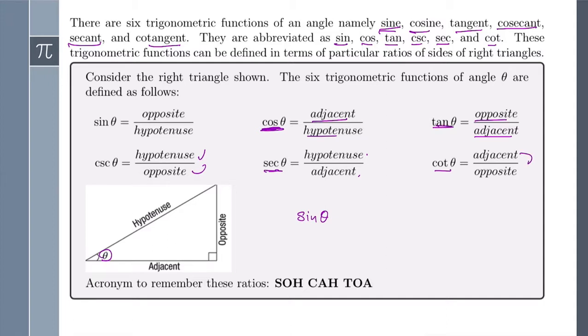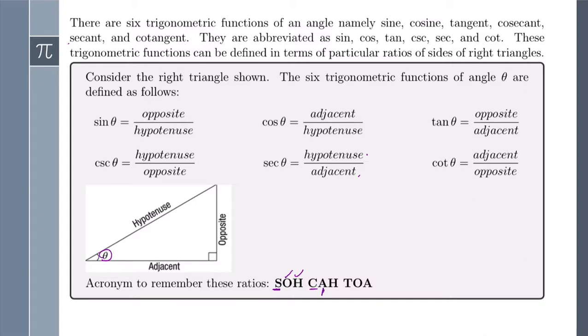Cotangent is the reciprocal of tangent, which is adjacent over opposite. There is a shorter way to remember this, which is very common. You might have heard about it before. It is called SOHCAHTOA. Here S represents sine is opposite over hypotenuse.